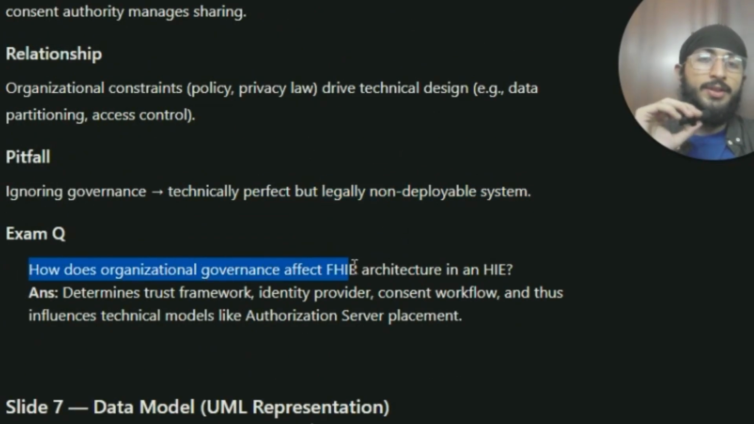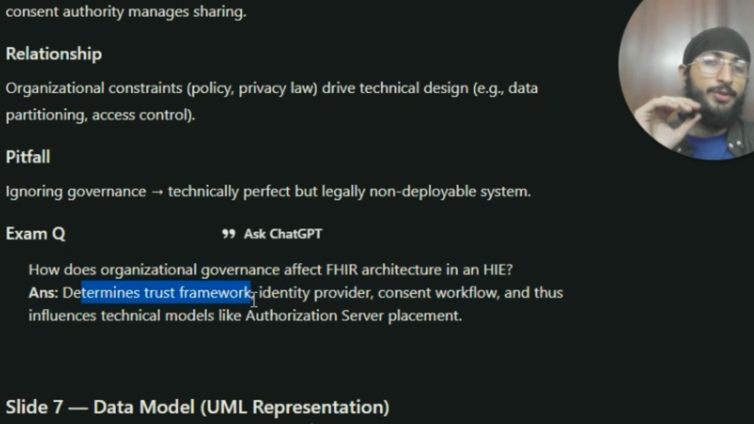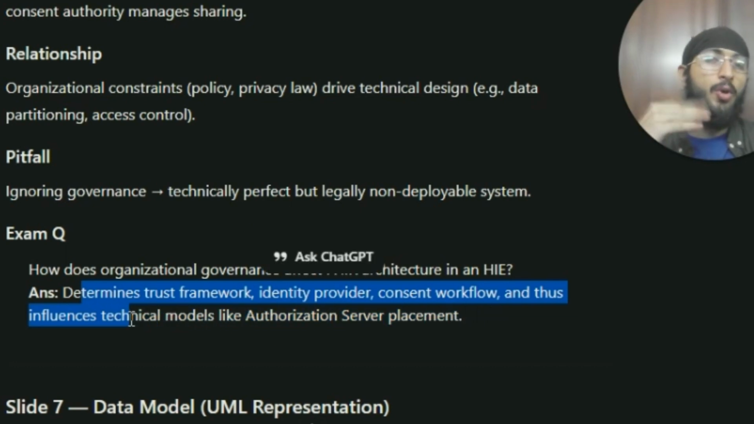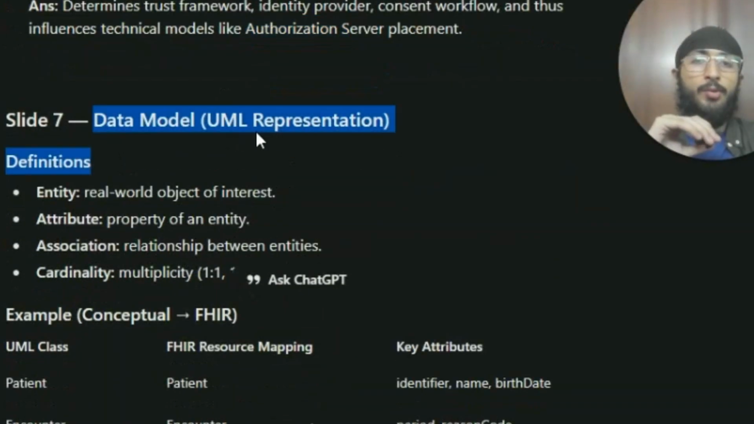Now, how does organizational governance affect FHIR architecture in an HIE? So it determines the trust framework, identity provider, consent workflow, and thus influences the technical models like authorization server placement. Now, data model UML representation.